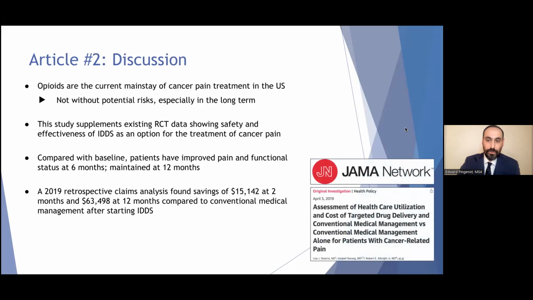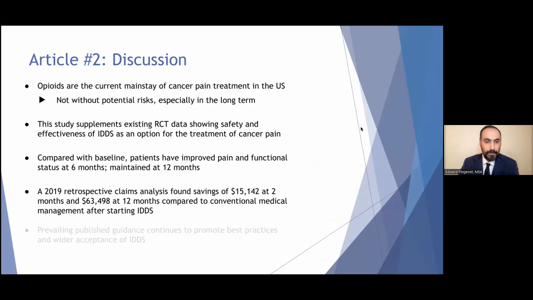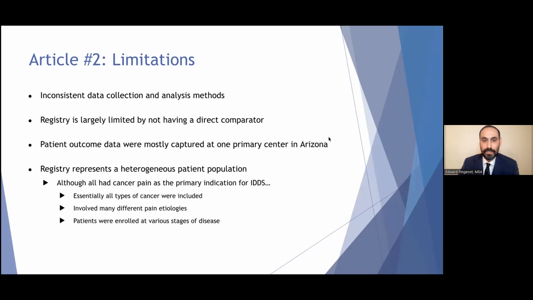And I thought this was pretty cool. In a study published in JAMA Network in 2019, a retrospective claims analysis found a savings of $15,000 at 2 months and $63,000 at 12 months compared to conventional medical management after starting IDDS. And another great thing, as I'm sure you know, is that with time and scientific advancement, prevailing published guidance that is continually being released continues to promote best practices and wider acceptance of intrathecal drug delivery systems.